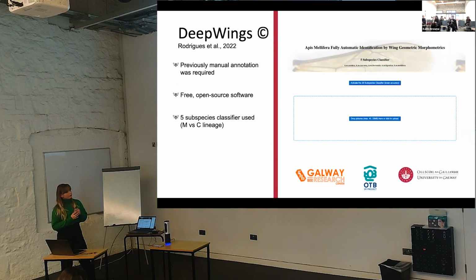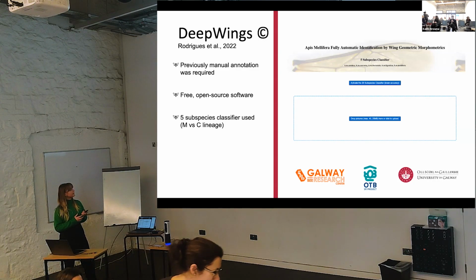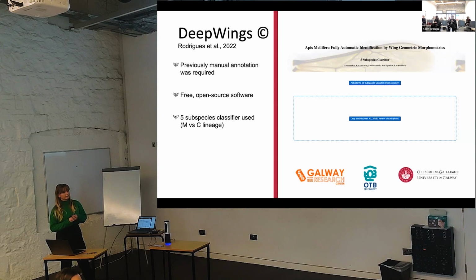Previous programs that were developed always relied on some form of manual annotation of these 19 landmarks, which can be very time-consuming and introduces a huge amount of human error. However, Pinto's lab developed DeepWings in 2022, and this is free open-source software that makes the process of wing morphometric classification completely automatic. Once you remove, mount and scan the wings in, DeepWings takes care of the rest.